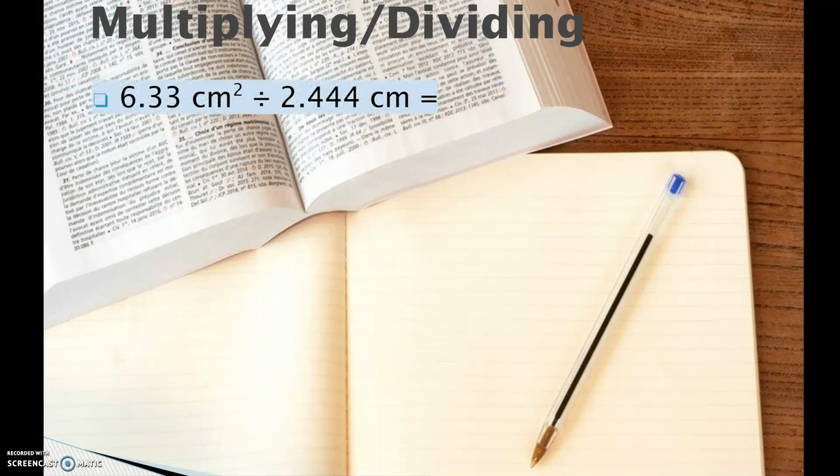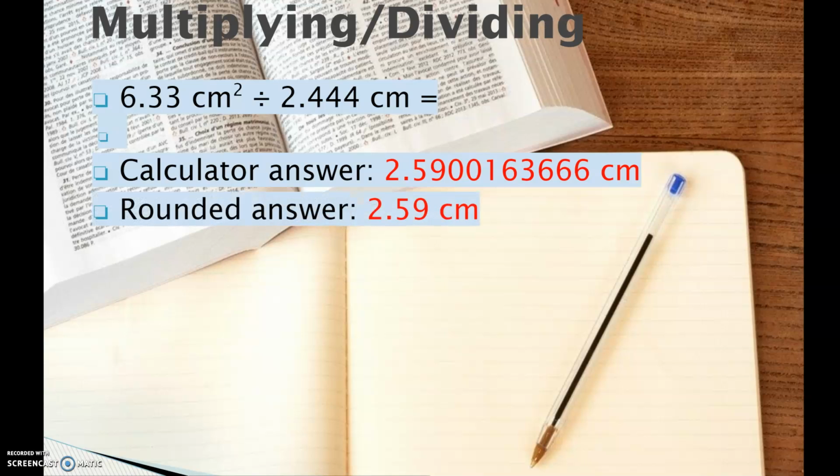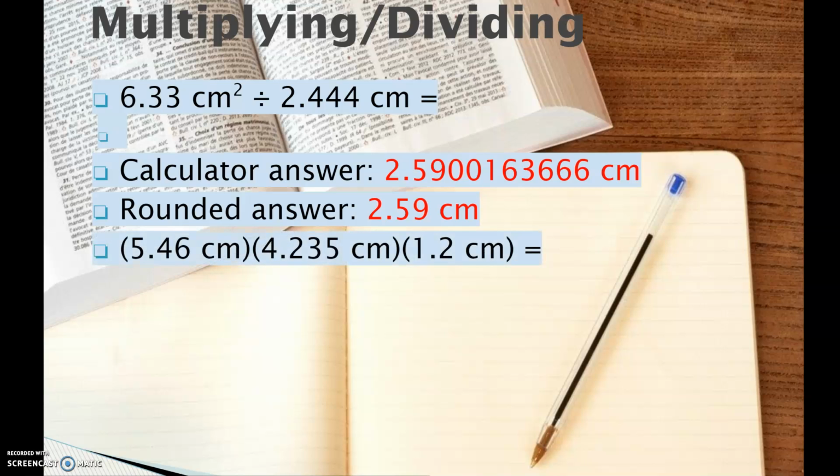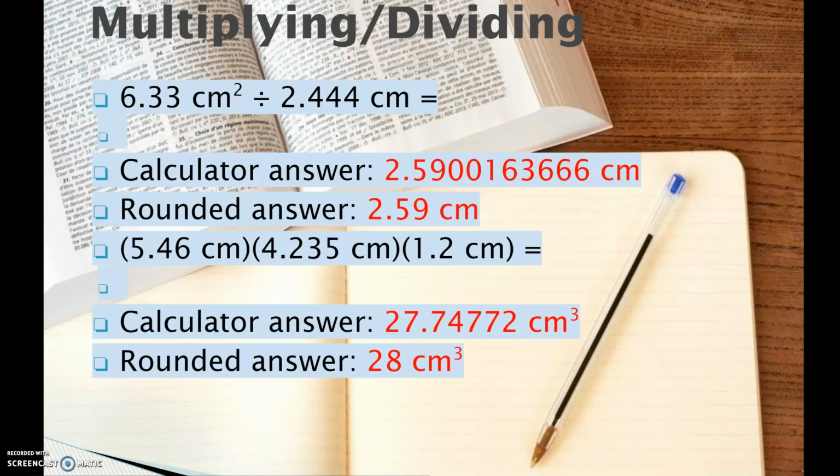Here's another example. 6.33 divided by 2.444. My calculator answer is 2.5900163666. The rounded answer is 2.59. Another example, 5.46 times 4.235 times 1.2. The calculator answer is 27.74772. My rounded answer is 28.